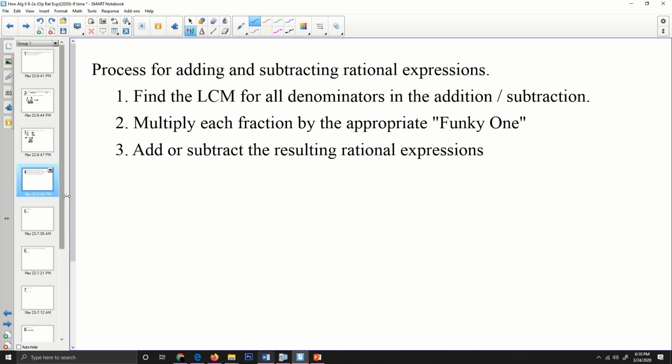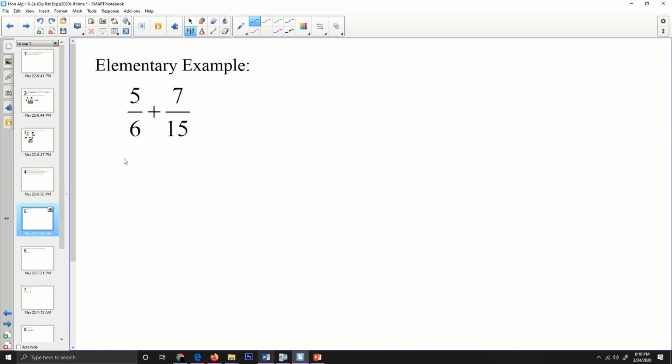Now, if we're going to add and subtract rational expressions, we're going to have to first find the least common multiple of the denominators in the addition and subtraction. And then we're going to have to multiply each fraction by the appropriate funky one so that we have common denominators. And then once we have common denominators, we're going to add or subtract the resulting rational expression. So let's look at an elementary example. So here is our elementary example.